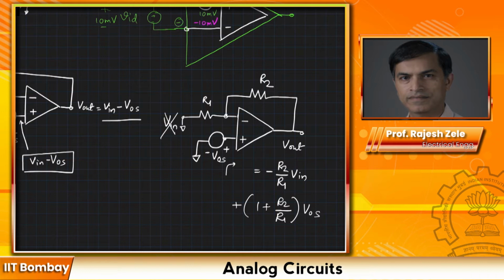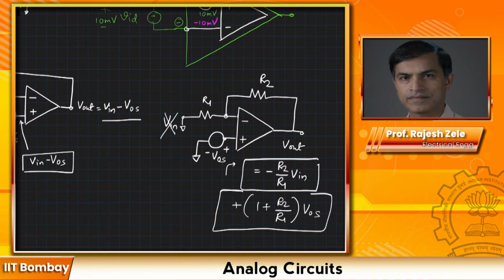So this was your ideal situation, and this is an extra term which will come in, that would be an artifact due to the offset voltage. As I said again, the sign of the offset voltage is not important. The sign of the offset voltage will change from one chip to another chip.